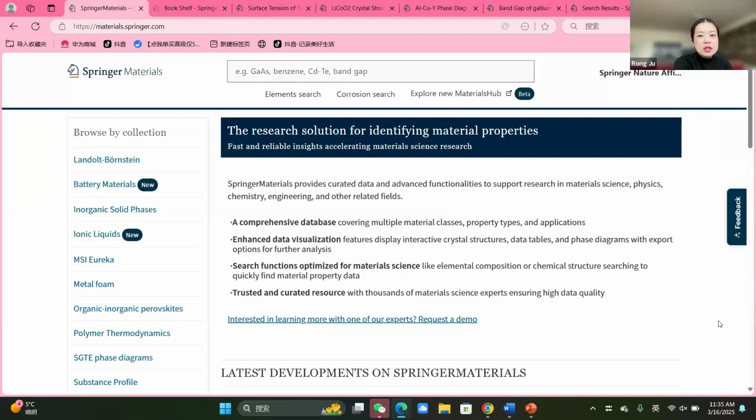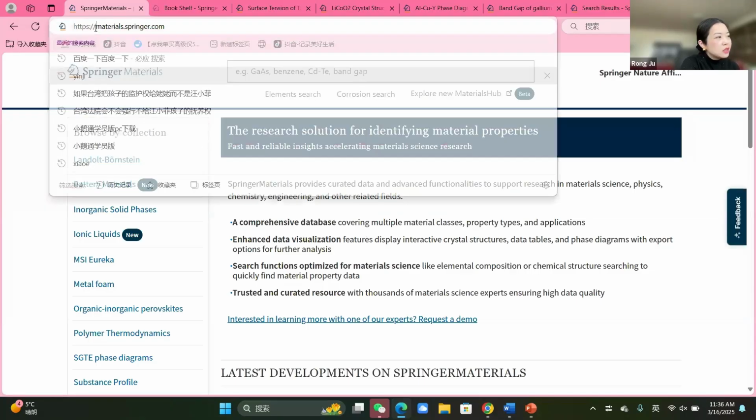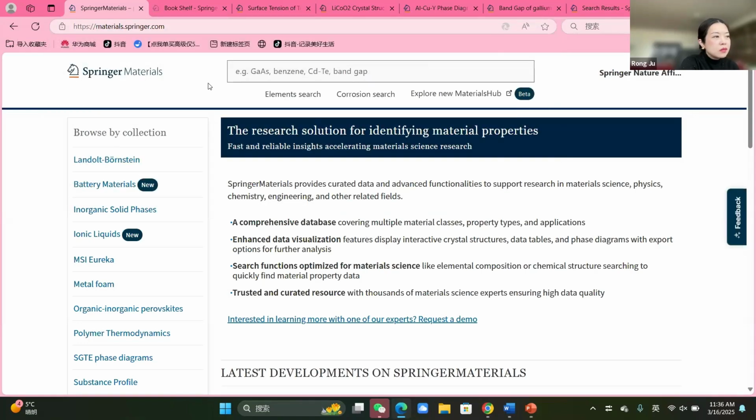Okay, so now what we are looking at is a website of SpringerMaterials. It's a database. The address is quite simple. Just remember it's materials.springer.com. If your institution or university subscribe to this database, there's nothing you need to do. You just click and open this website. You can already start the searching.